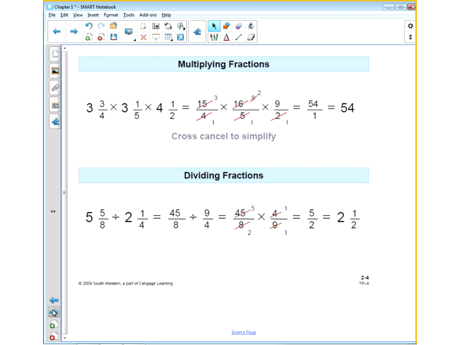All right, here's one more slide from the book author. If you want to see another example on how to multiply and divide fractions, you can check this one out.